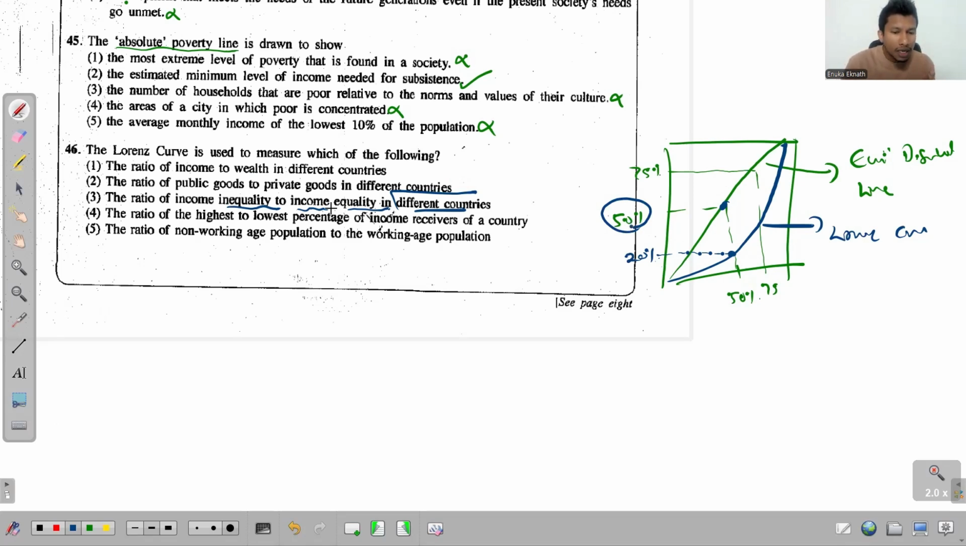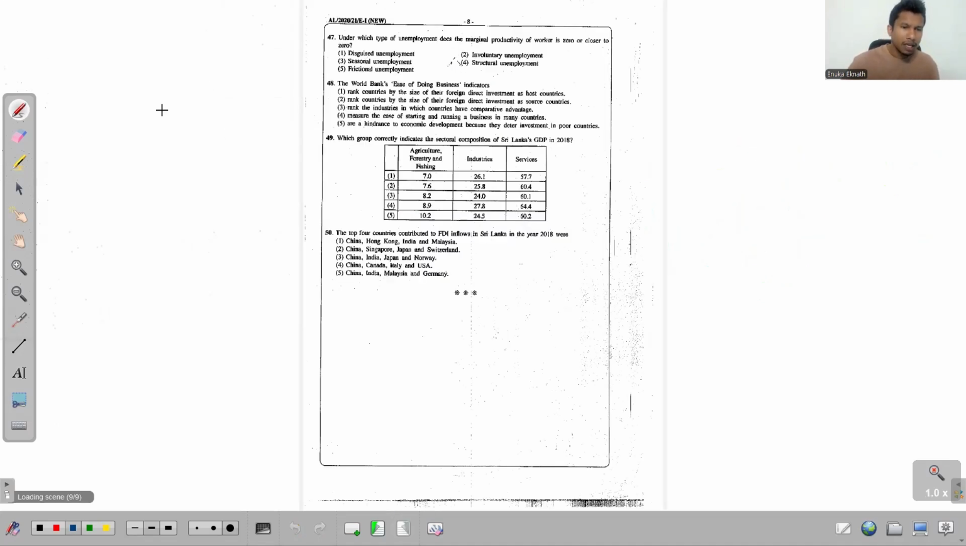That's the ratio of income equality, right? That's income equality. And then the Lorentz curve represents that, though the equality is there, in real, 50% of the population in the country earns only 20%. That is the inequality of the income, right? So that is presented to you from the Lorentz curve. So the answer is the third one. The ratio of highest to lowest percentage of income receivers of a country, no? The ratio of non-working age... hope you understand, right? So the answer is the third one.